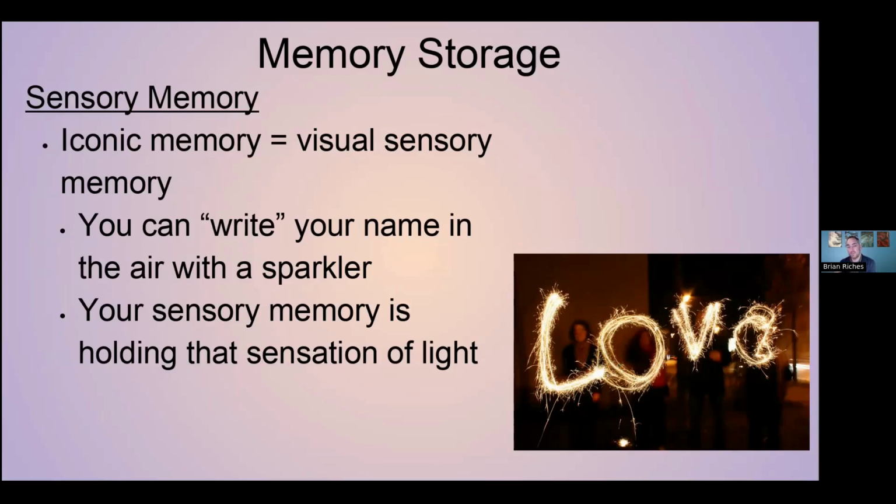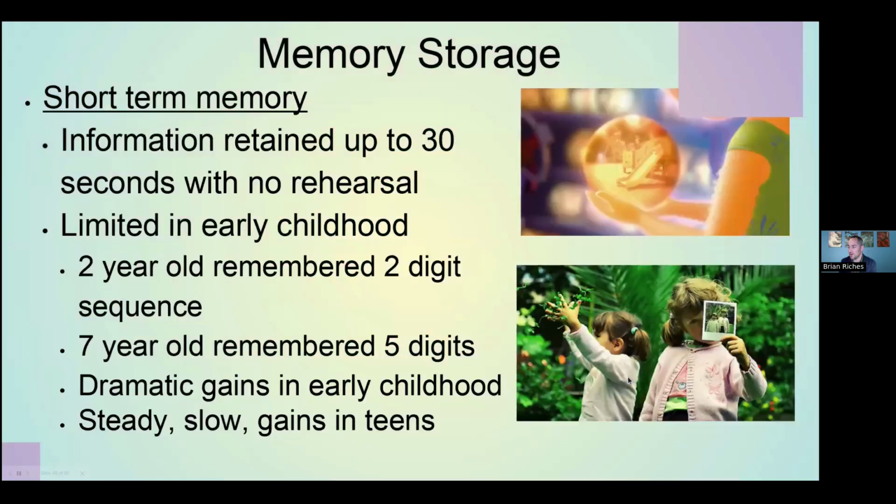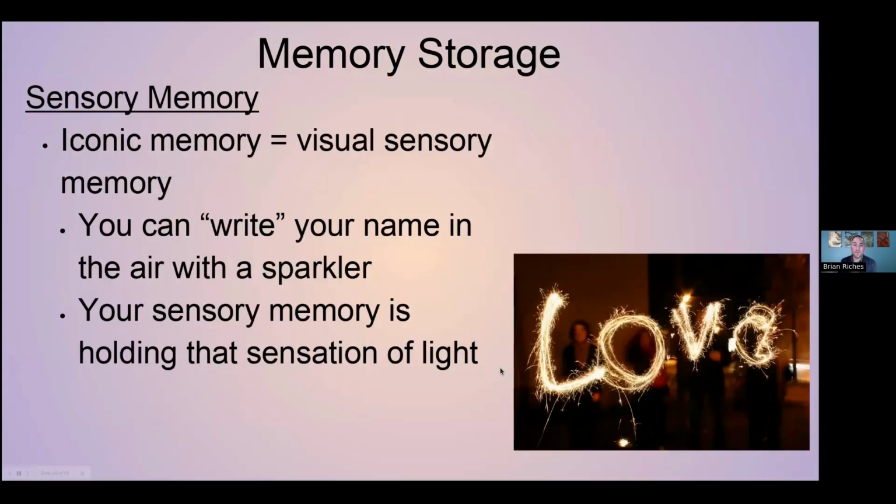Some animals don't perceive the circle. They see it just moving around. But your sensory memory is holding on to the light being right here, and right here, and right here, and right here, and right here, enough so that you can actually see that circle, which is pretty neat.